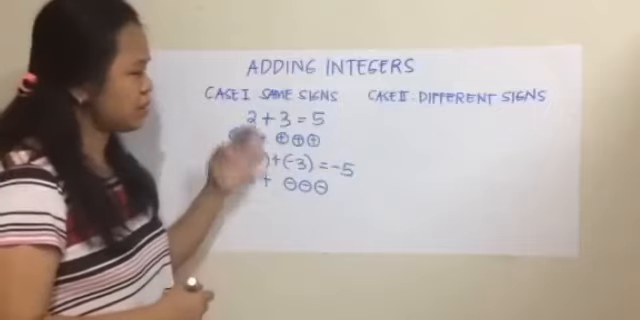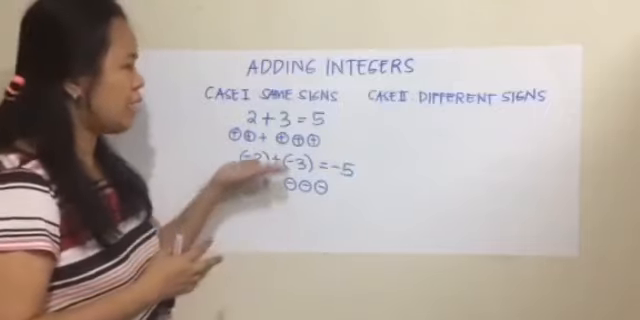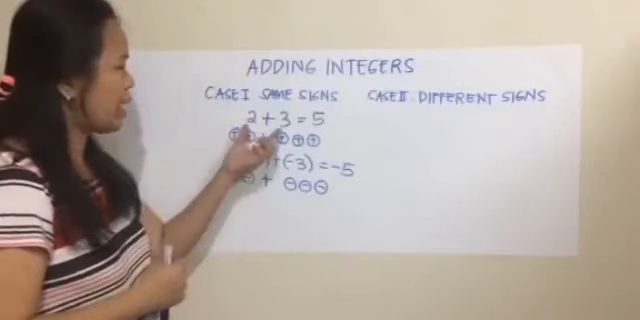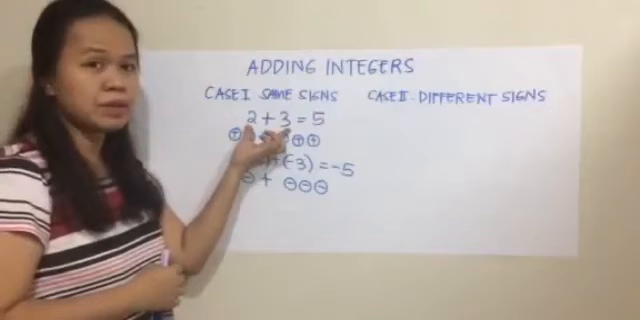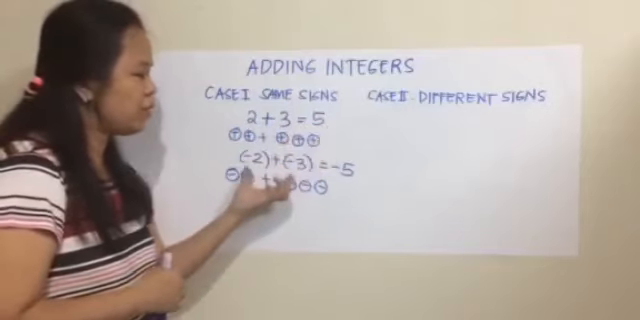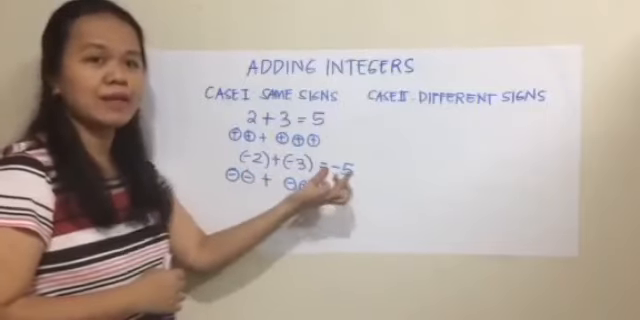Okay, so observe this one. What do you think is the rule when you are adding integers having the same signs? So when you are adding two positive numbers, then the answer is always positive. So when you are adding two negative numbers, your answer is always negative.